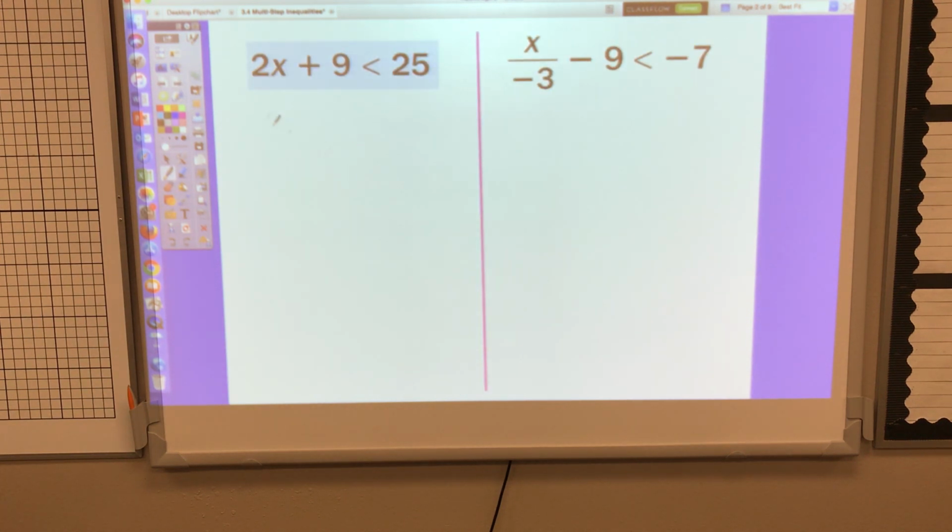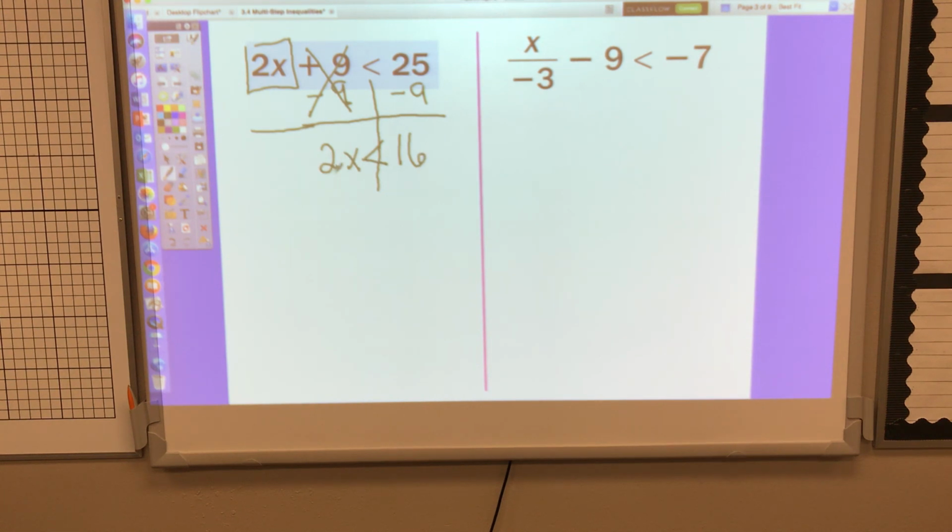So my goal is still to isolate the variable. There's no parentheses, and I don't have any like terms. Here's my variable term, I want to get it by itself. So the first thing I need to do is get rid of that constant, that plus 9. So I'm going to subtract 9 on both sides, because whatever I do to one side, I need to do to the other. So these 9's on the left cancel. 2x over here. The symbol is going to stay the same for now. And 25 minus 9 is 16.